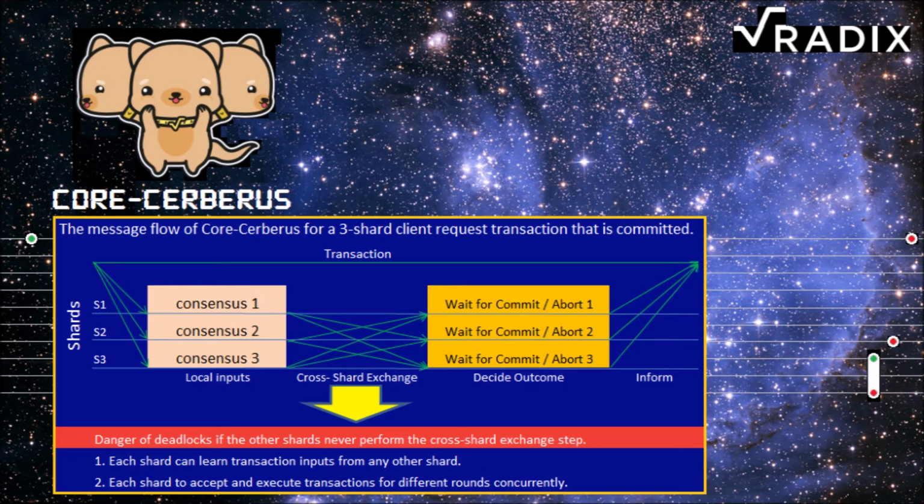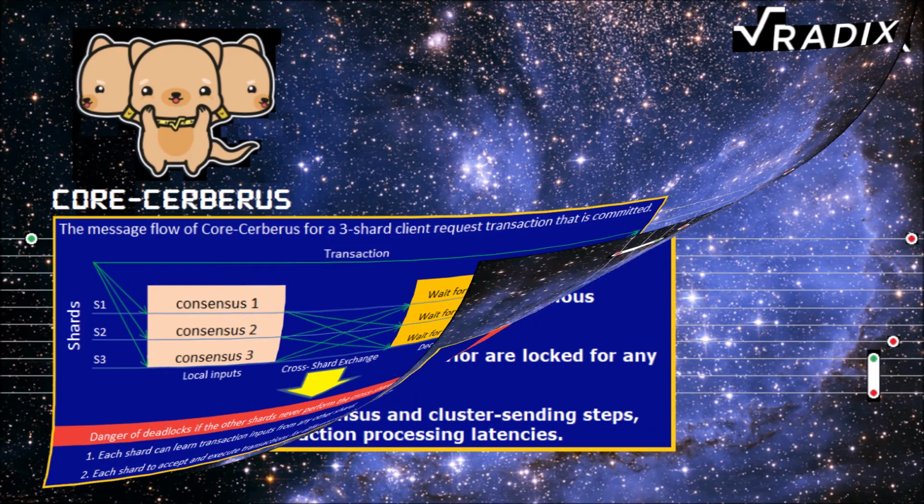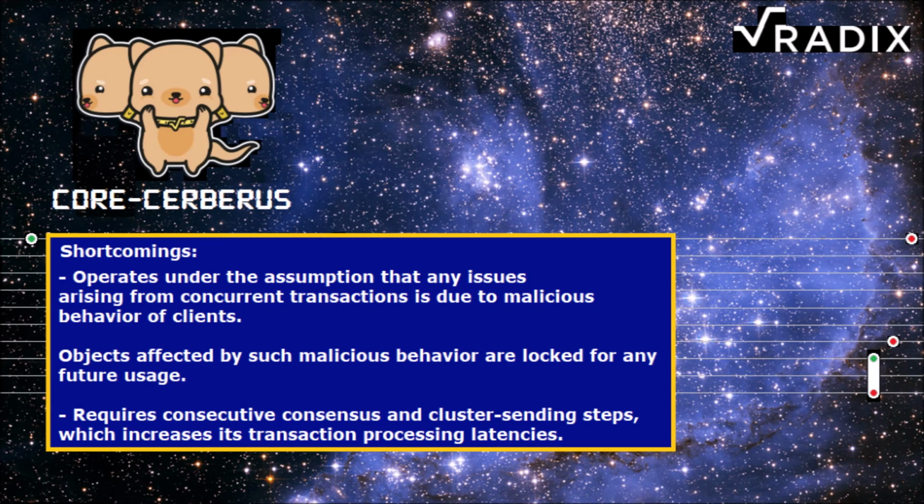Second, concurrent resolution. To deal with concurrent transactions, we allow each shard to accept and execute transactions for different rounds concurrently. Although the design of Core Cerberus is simple yet effective, we see two shortcomings that limit its use cases. First, Core Cerberus operates under the assumption that any issues arising from concurrent transactions is due to malicious behavior of clients. As such, Core Cerberus chooses to lock out objects affected by such malicious behavior for any future usage.